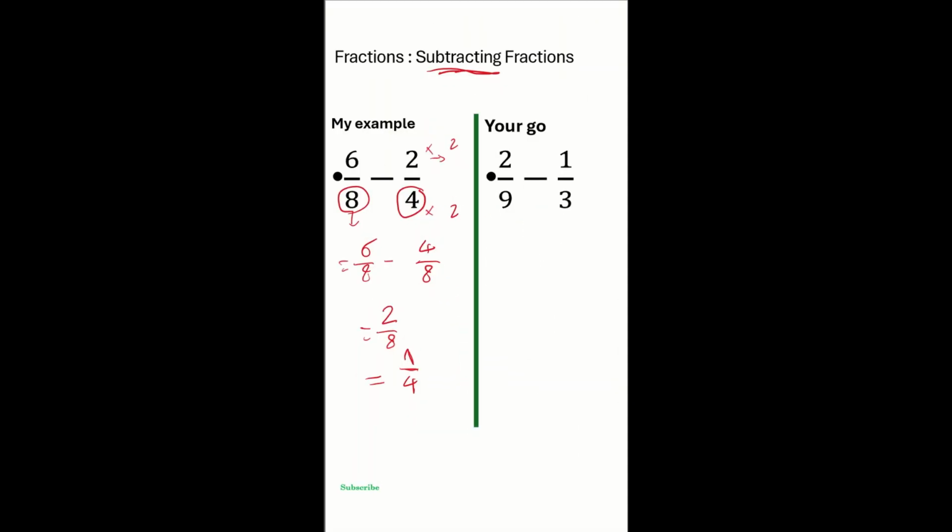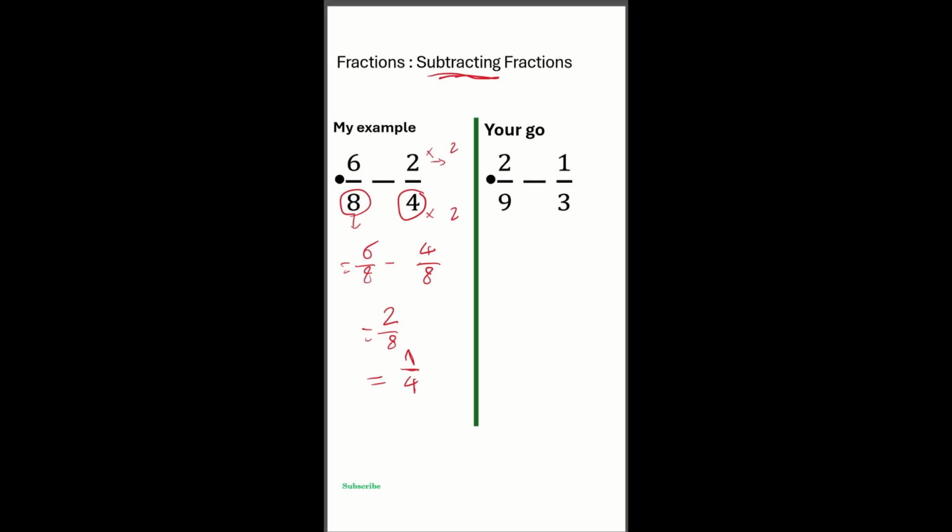Okay, so hopefully you had a chance to go through that question. 2/9, take away 1/3. We go through the same procedure that we did in the example. Is 9 divisible by 3? The denominators, yeah, it is. So we need to multiply the smaller one by 3. So 3 times 1 is 3, and 3 times 3 is 9.